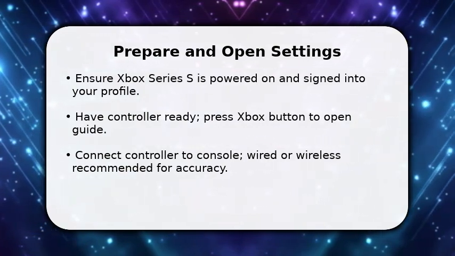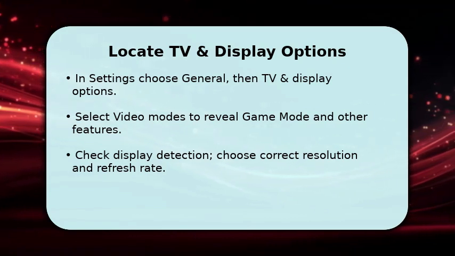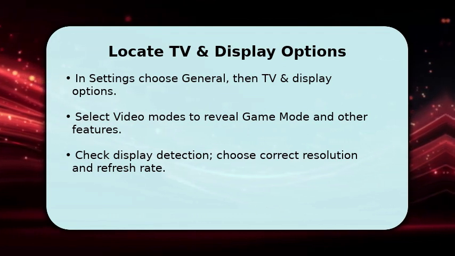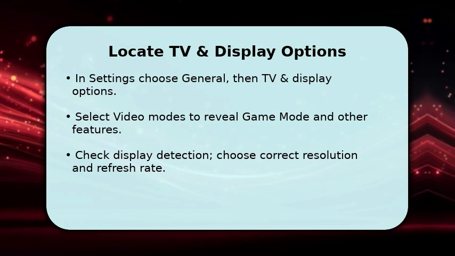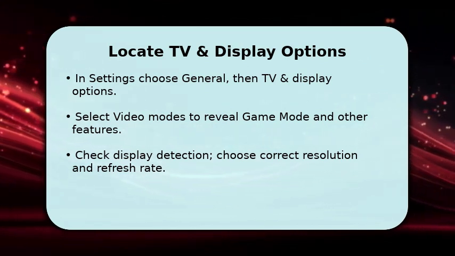Once in Settings, go to General and select TV and Display options to control how the Series S outputs video. This is where the visual latency features are grouped. Navigate down to Video Modes. You'll see Game Mode listed among Auto HDR and Variable Refresh Rate.